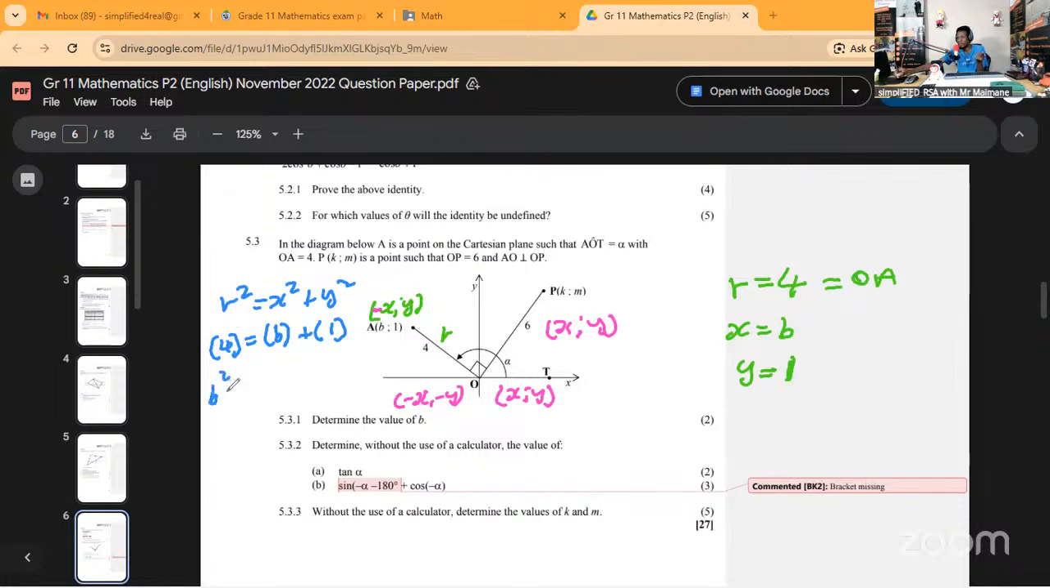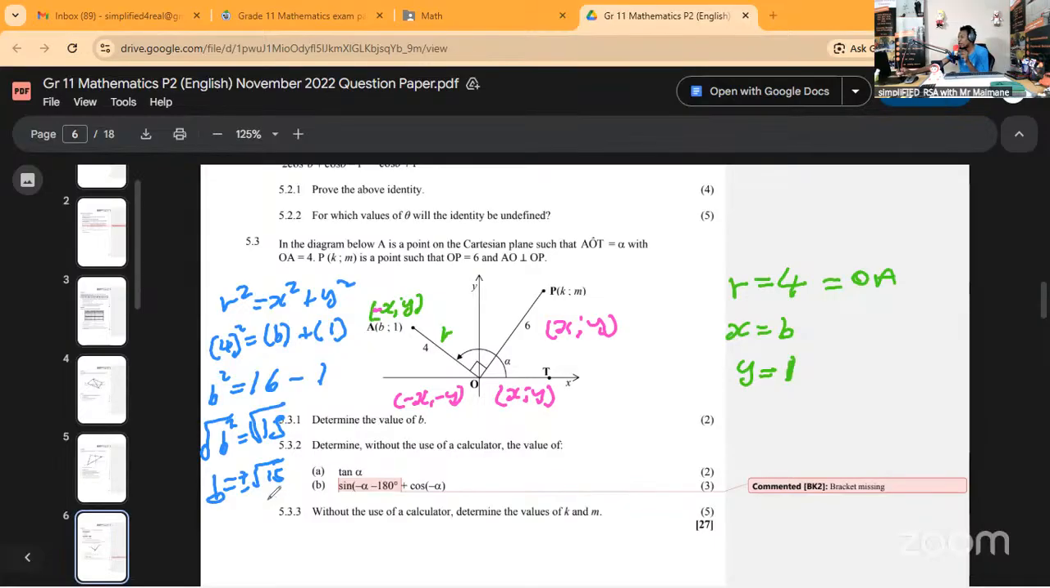So I would have B squared, no, it's 4 squared. I would have B squared is equal to 16 minus 1. Therefore, B squared is going to be 15. Square root: B should be plus or minus square root of 15. Let me put it like that for now. We can simplify it, but let's leave it like this for now.